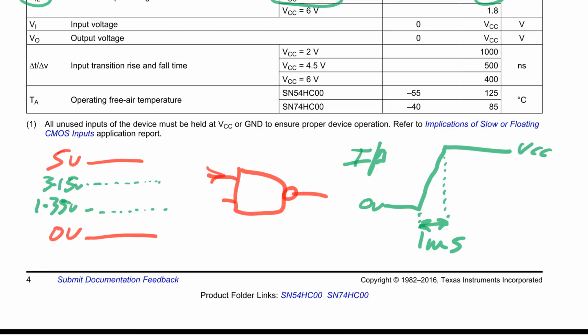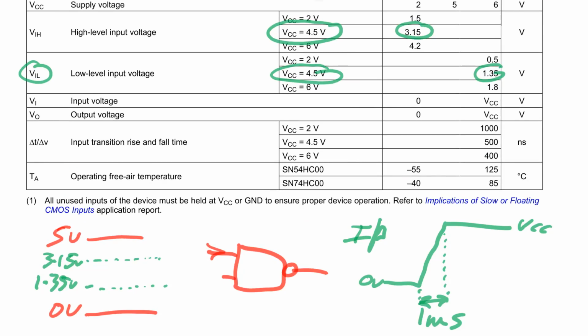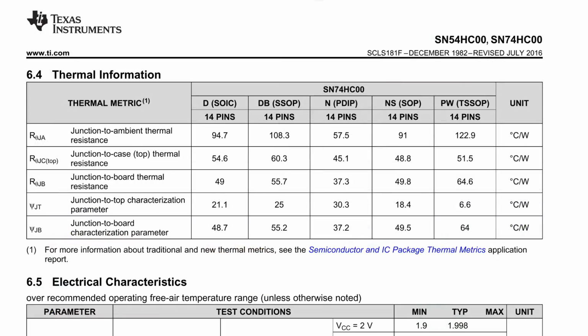So you don't want slow rising inputs. That's what Schmitt trigger gates are good for. These are not Schmitt trigger gates. So you need to have fast transition, rise and fall times on your input for this particular type of CMOS logic, or pretty much any CMOS logic will have a maximum transition rise and fall time unless it's a specific Schmitt trigger type. Next up, pretty much any device will have thermal information, or the thermal resistance of the package.